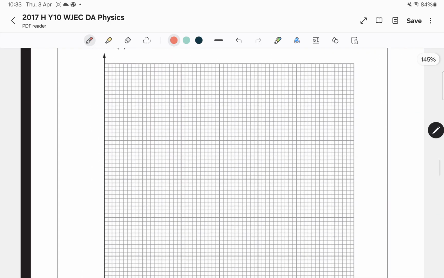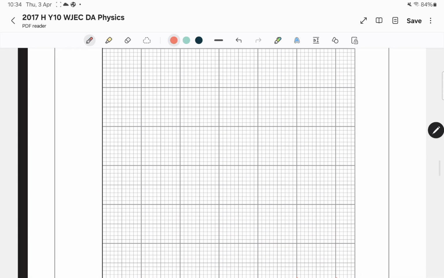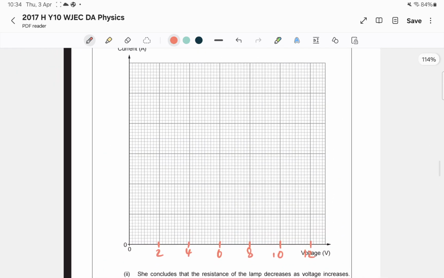So what would be a good scale here? Let's do the voltage one first. The biggest voltage we had is 12, so I think I'm going to go 2, 4, 6, 8, 10, 12. The biggest current we have is 1.10, so I think I'm going to go 0.2, 0.4, 0.6, 0.8, 1, and that would be 1.2. So this line here, that's going to be my maximum point.